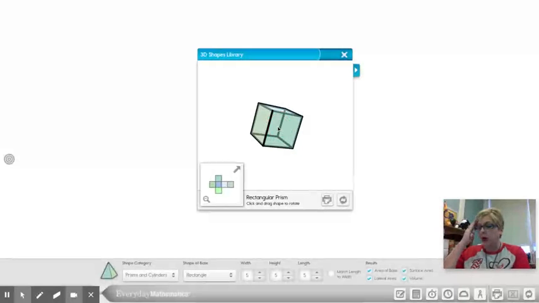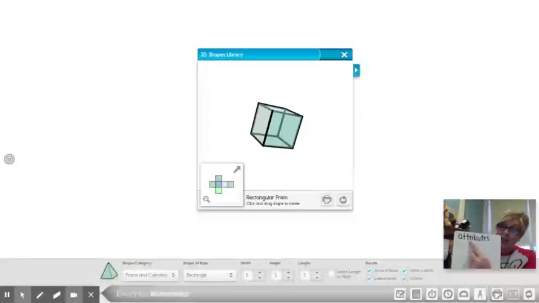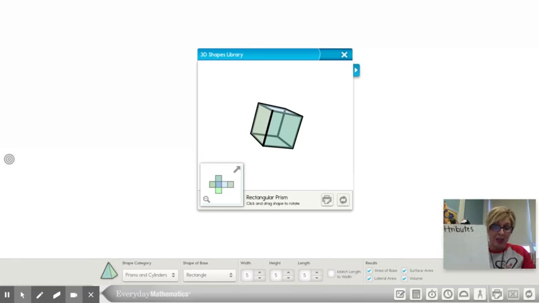Now, one word that we're going to talk about today, you're going to hear me say a lot, is this word right here: attributes. When we talk about different shapes, many of them have different attributes that make them that particular shape. An attribute is kind of like a feature. You know, our features, we have brown hair or blue eyes, or we're tall or we're short. Those are our physical attributes. Well, shapes have attributes as well.